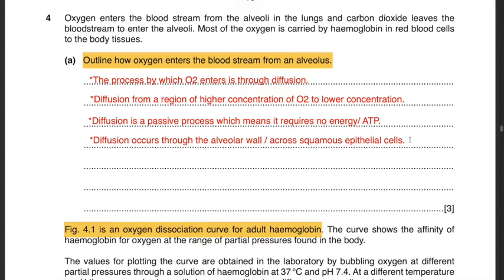Since the question is outline how oxygen enters, you have to talk about the process, that is either diffusion or active transport or osmosis in this question. So since it is diffusion, you have to explain how it occurs. Diffusion is from a region of high concentration to a lower concentration, that is down a concentration gradient, and diffusion is a passive process which requires no energy. Then you have to state where it occurs. It occurs through the alveolar wall.